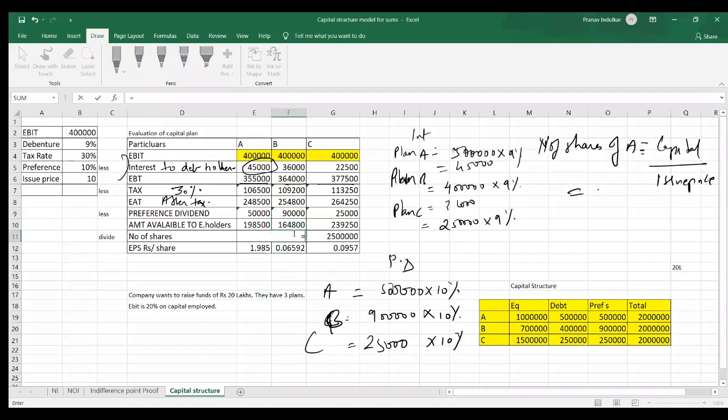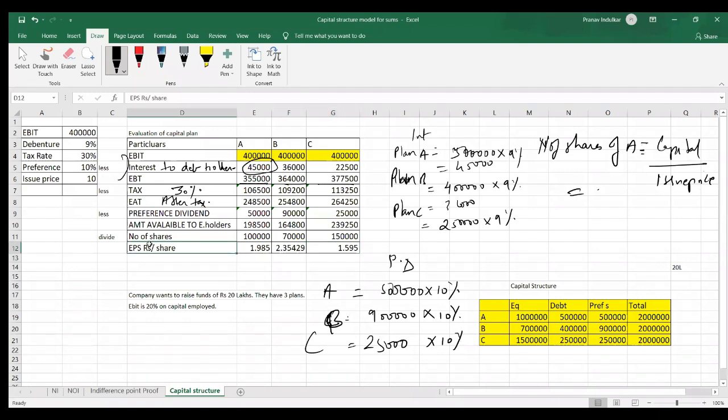सेम वे सेकेंड प्लान के लिए इक्विटी है 7 लाख डिवाइडेड बाय 10, 70,000. ठीक है. थर्ड प्लान के लिए इक्विटी है 15 lakhs divided by issue price 10. Okay.